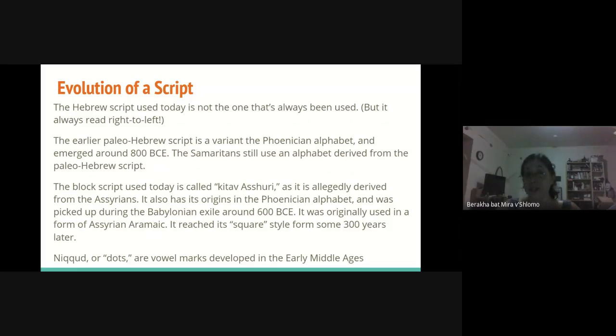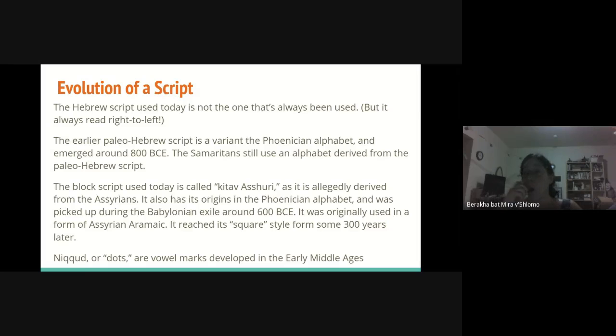The block script that you will see today if you look at a Torah or if you visit Israel is called Kitav Ashuri. That means literally Assyrian writing. That is derived from the Assyrian Empire. This also had its origins in the Phoenician alphabet, but it was developed in a somewhat different manner. It was picked up by the Jewish community in Babylon around 600 BCE, and it was used in speaking Assyrian Aramaic. And it was then dispersed through the rest of the Jewish communities in and around the Eastern Mediterranean. The square style that you'll see in modern Hebrew today reached its form some 300 years later, so 300 BCE. Hebrew looks the way, more or less, it looks today.